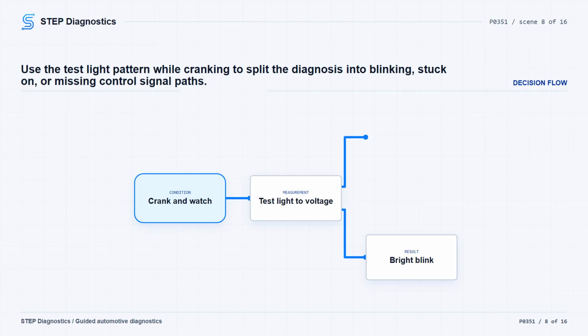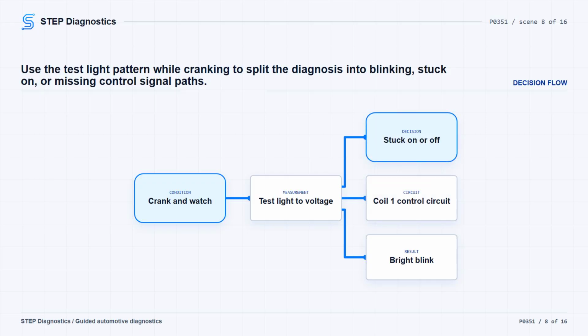If the test light blinks brightly while cranking, the control circuit is being driven and the next check is the spark plug condition. If the light stays on constantly, go after a short to ground on the control circuit. If the light stays off constantly, check the control circuit for an open or high resistance.